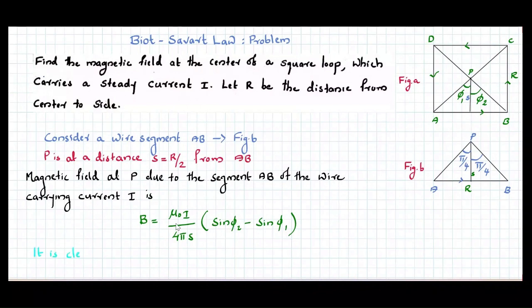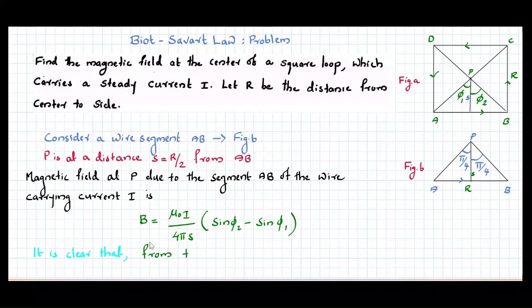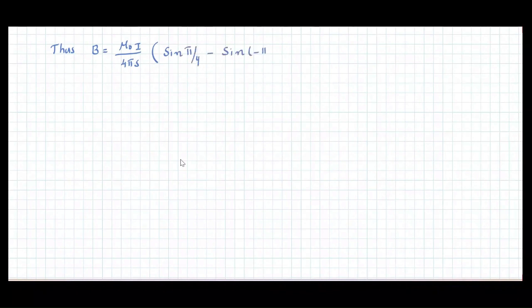Now let us look into the triangle ABP. From the triangle we can see that the angle phi 2 and angle phi 1 both are pi by 4. But if we consider the direction in which the angle is measured, and usually the angle is measured in anti-clockwise direction, then we can say that phi 2 is equal to pi by 4 and phi 1 is equal to minus pi by 4. Thus B is equal to mu 0 I by 4 pi S into sine pi by 4 minus sine minus pi by 4.